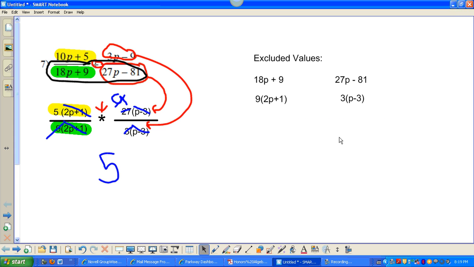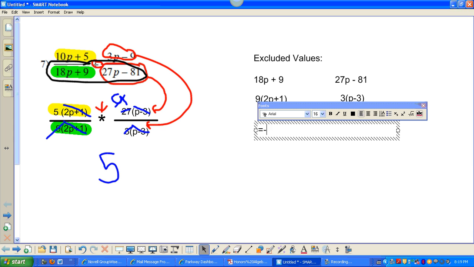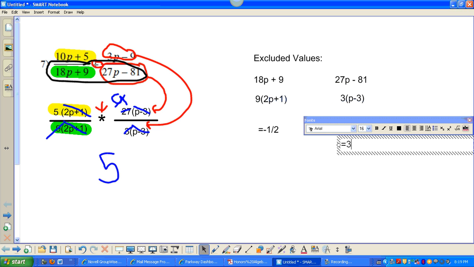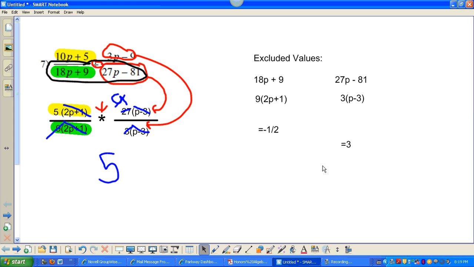So in factored form, it's 9 times 2p plus 1. And if I set that equal to 0, then I get negative 1/2 as an excluded value. And over here, I get 3 as an excluded value. So that is where the excluded values come from: what values of p would cause you to divide by 0.